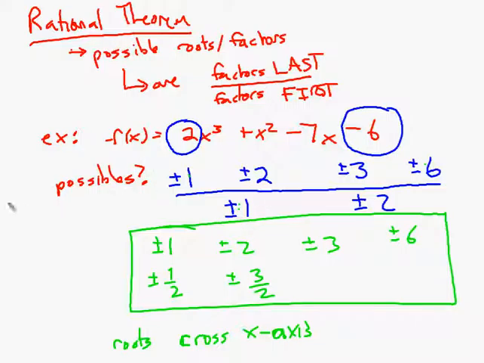We'll do one more example of listing the possible roots. And then what I want to end class with is actually an example of factoring one of these and finding all the roots. Okay. One more example of listing the possibles.